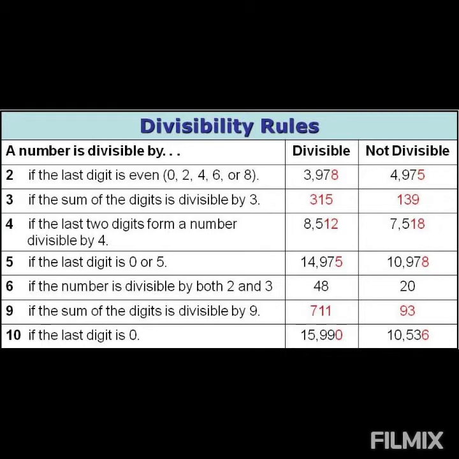So the divisibility rule for 2 is, if the last digit, that is the ones place digit, is even, that is 0, 2, 4, 6 or 8, then the number is divisible by 2. Here we have taken an example, 3978. So here the ones place number is 8. So 8 is an even number. So this number is divisible by 2.